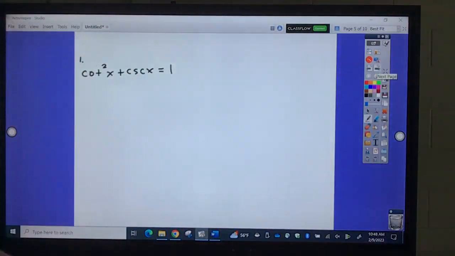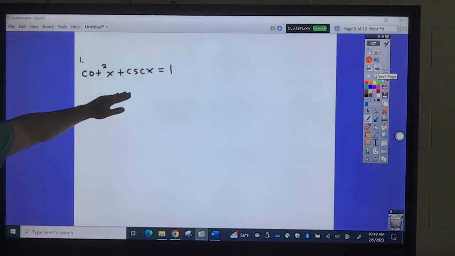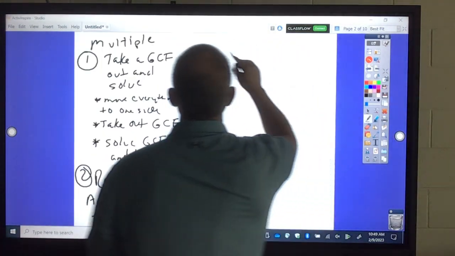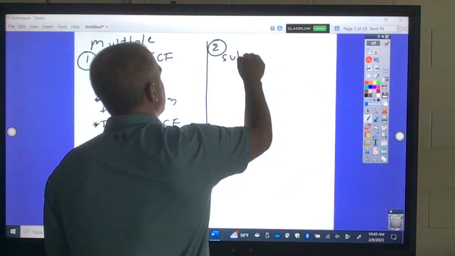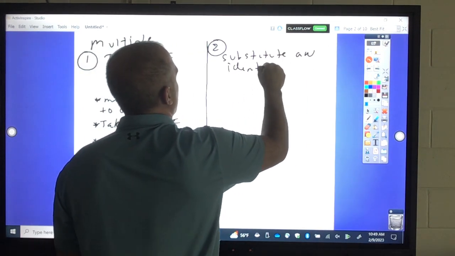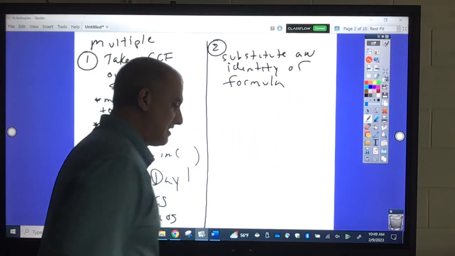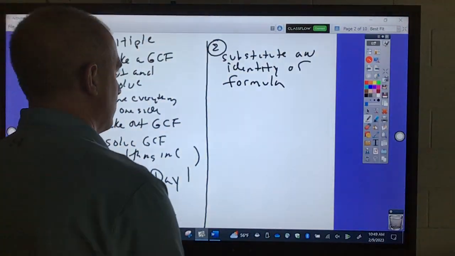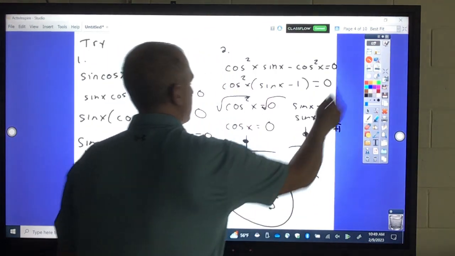All right, next type of situation. Can't do a GCF. Don't have a GCF in here. So here's my next thought process: see if I can substitute an identity or formula, okay? Now, you will have to memorize the identities, but the other formulas you get a sheet for. So that's the second strategy, all right?